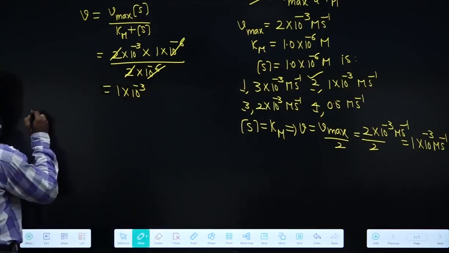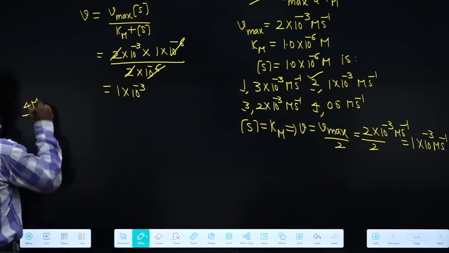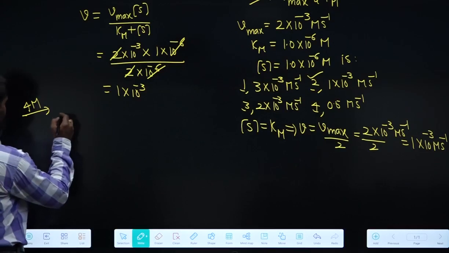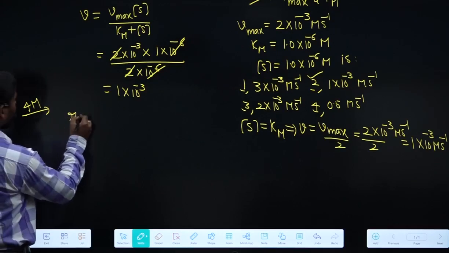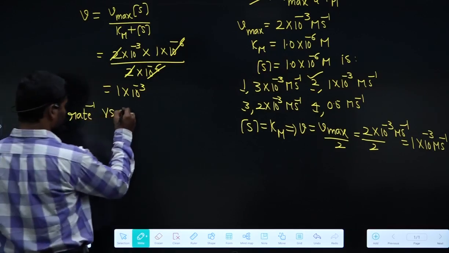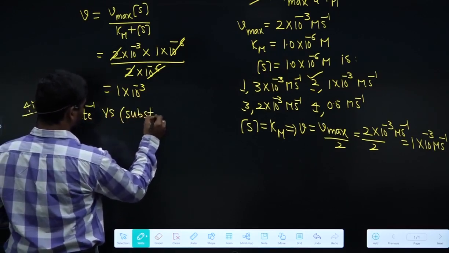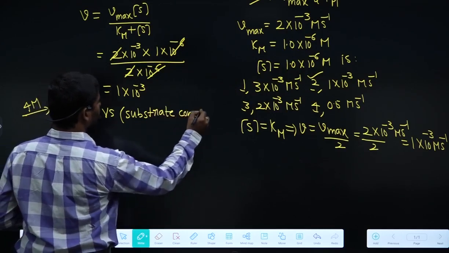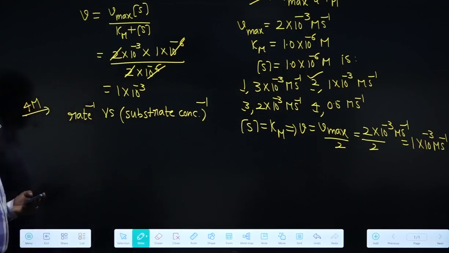The Lineweaver-Burke plot of rate inverse versus substrate concentration inverse. So 1 by V versus 1 by S. The Lineweaver-Burke plot of rate inverse versus substrate concentration inverse for an enzyme catalyzed reaction.